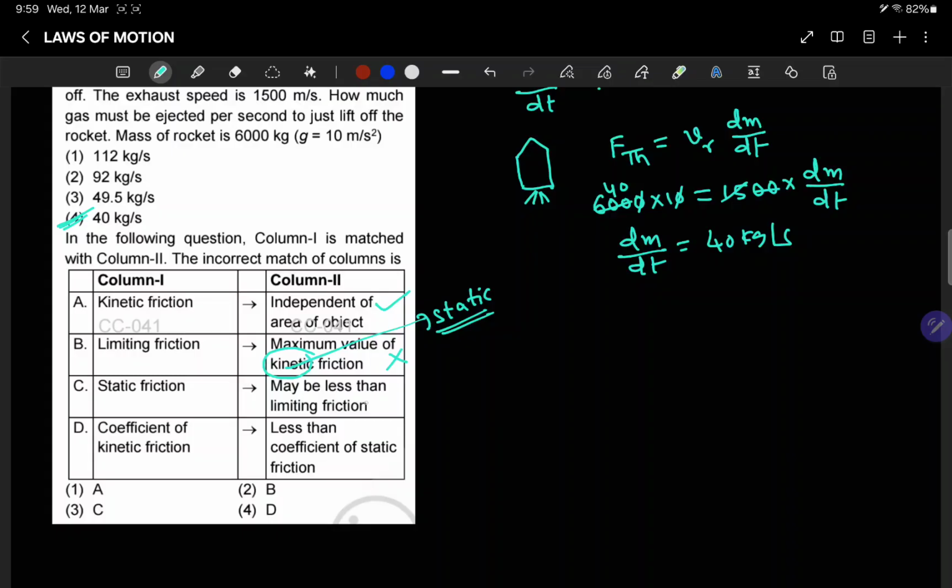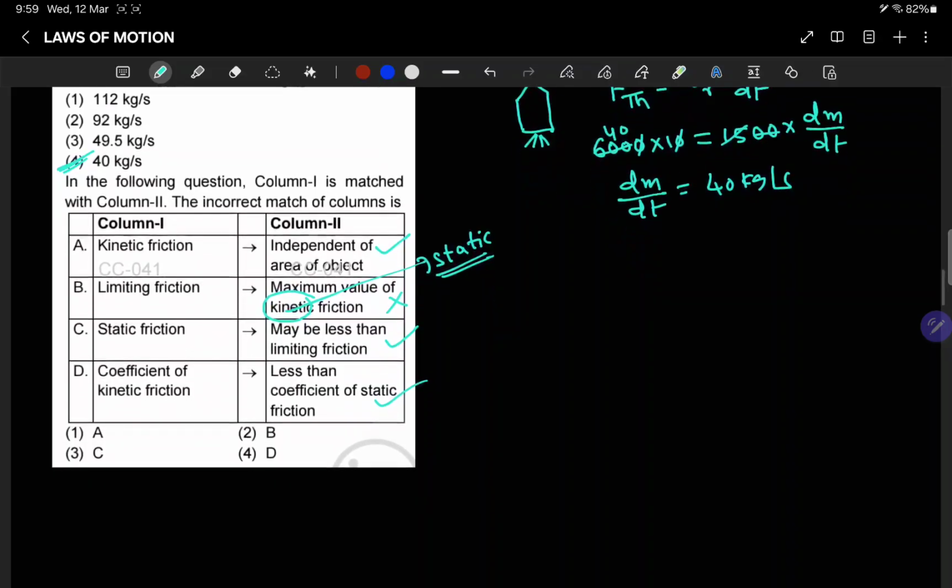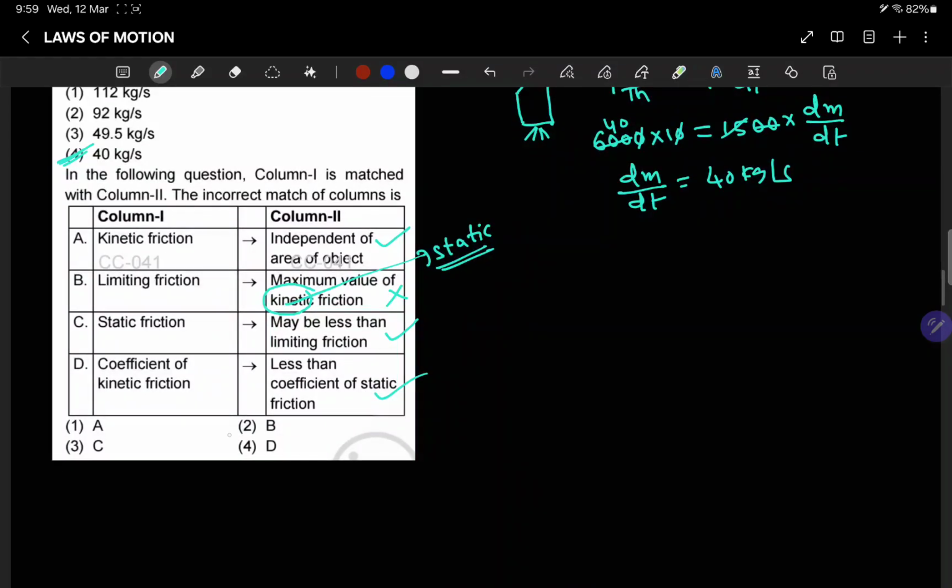Static friction may be less than limiting friction. Yes, it is correct. Coefficient of kinetic friction is less than coefficient of static friction. Yes, it is also correct. Now here the second option, B, is incorrect, students. So the second option, B. I think it's clear, everyone.